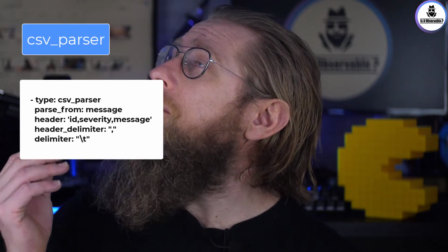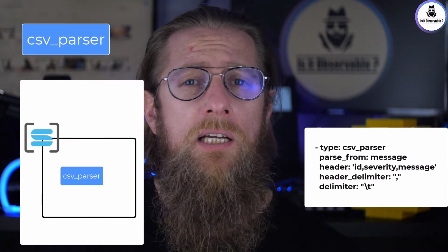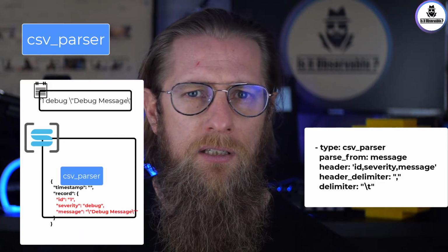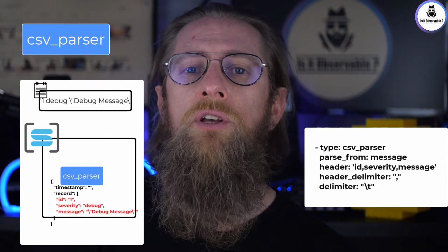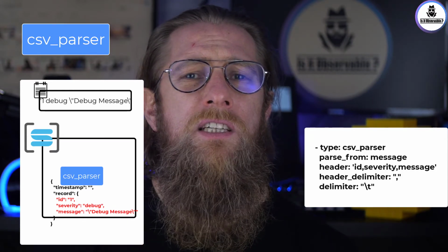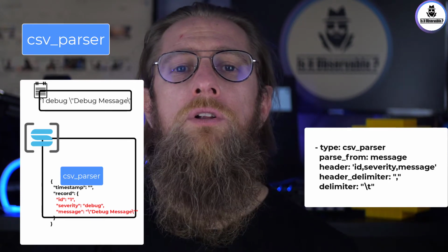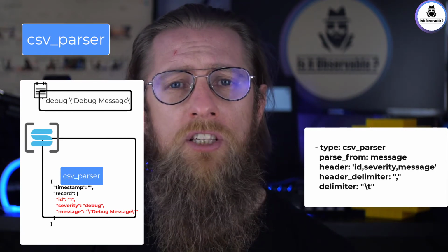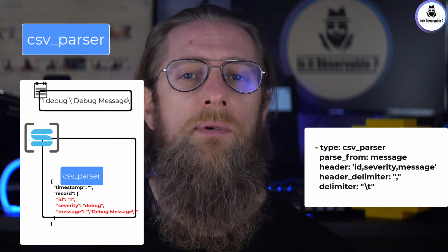So here is an example of a CSV parser where we parse from the field message and we specify that we have a specific header: ID, severity, and message. Now if we receive a message structured in the following way, with one space, debug, debug message, then after the CSV parser we will get the ID extracted, the severity also extracted, and then we will still have our message.